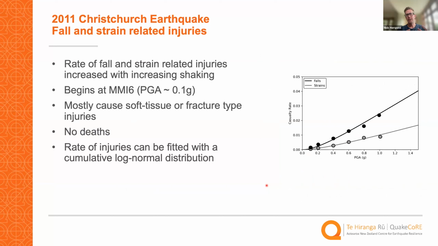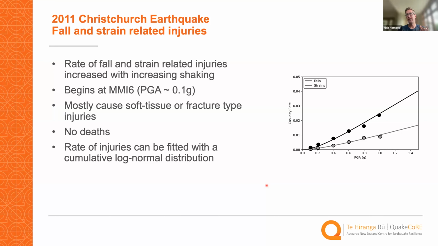Because falls and strains are such a dominant injury cause, which is a bit unexpected, we can start to look at the rate of injuries with different shaking intensity. People are generally sensitive to acceleration, so peak ground acceleration is a good measure to look at. And we can fit the distribution of the rate of falls and strains to a cumulative log normal model.